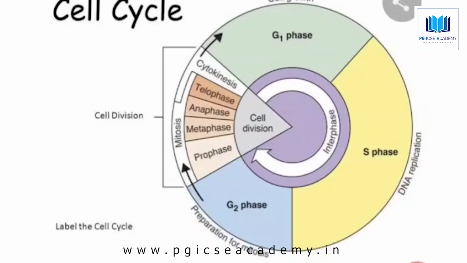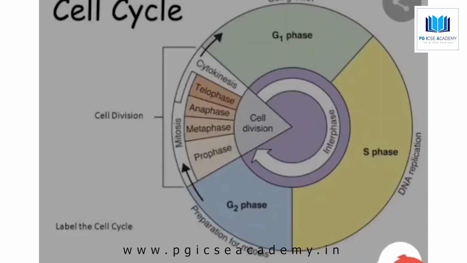What is a cell cycle? The cell cycle is the sequence of events that occur between cell formation and its division. Cell division is central to the life of the cell and is essential for the perpetuation of the species, as we have learned earlier. The cell cycle consists of two phases, that is interphase and the mitotic phase or M phase.